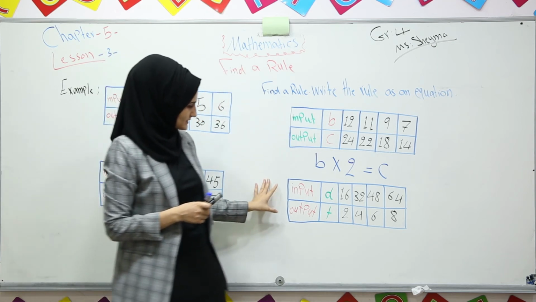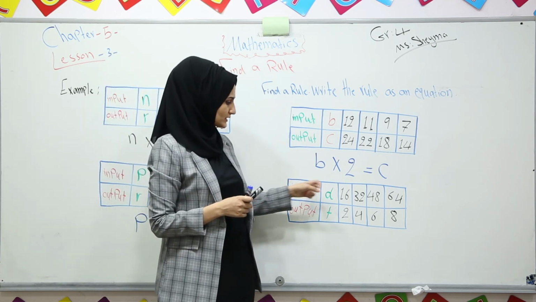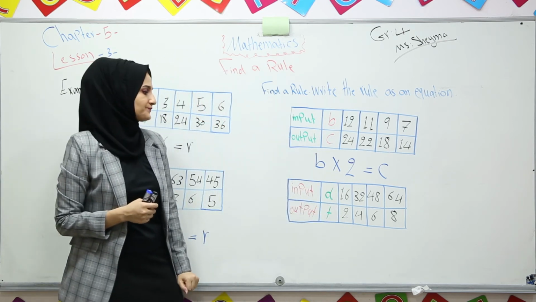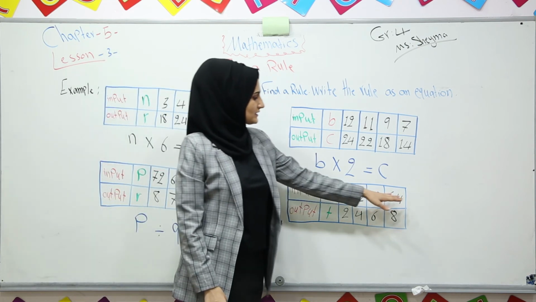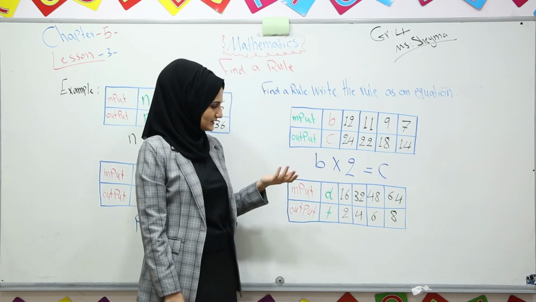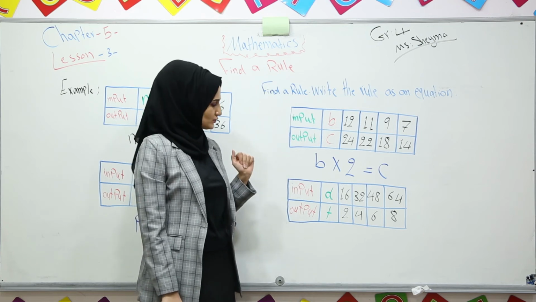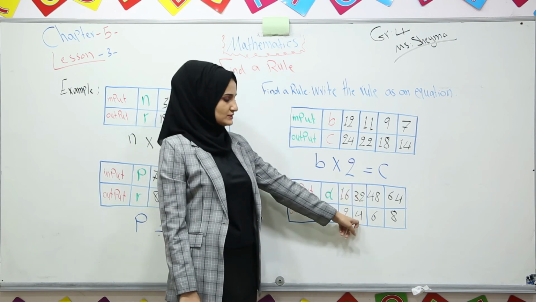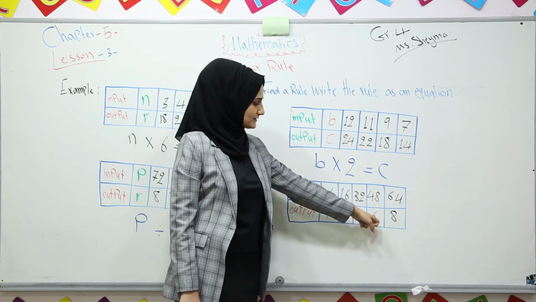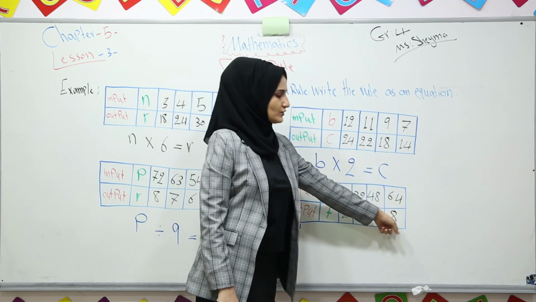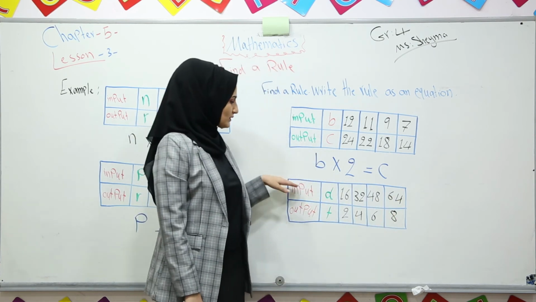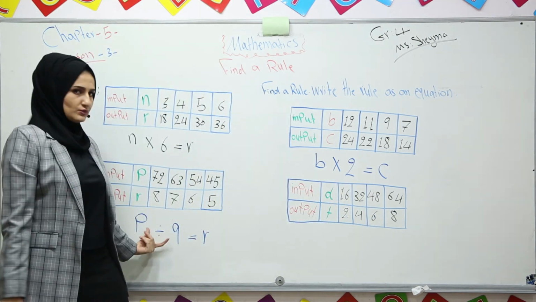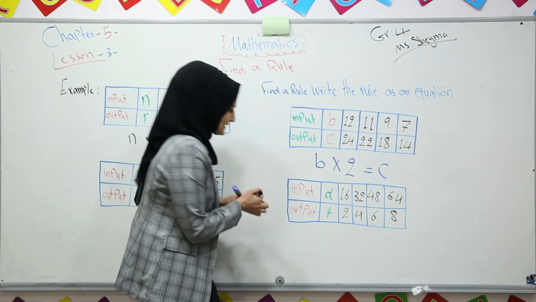We have another box, input, output. Our input is represented by D, our output is represented by T. First, look at this list and this list. Compare them. Which one is greater than which one? 60 is greater than 2, 32 greater than 4, 48 greater than 6, 64 greater than 8. So if our input list is greater than our output list, we'll use what? We'll use division.